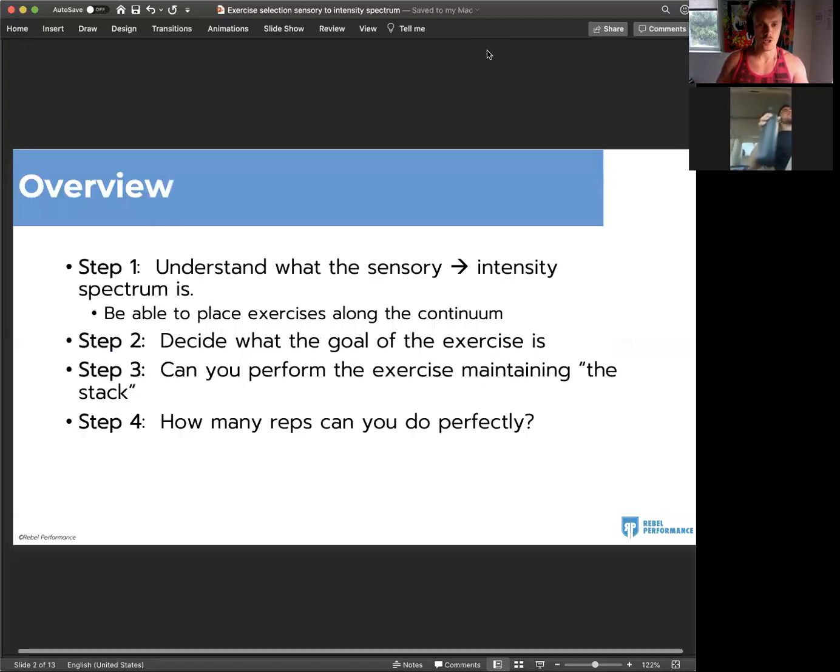Okay, so as an overview, what we're going to be doing is going through these 4 steps that I already went over in email 1. Step 1, we need to understand what this sensory intensity spectrum is, and be able to place exercises along that continuum. Step 2 is we need to decide what the goal of the exercise in question is. Step 3, can you perform the exercise maintaining a stack? Step 4, how many reps can you do, in air quotes, perfectly?